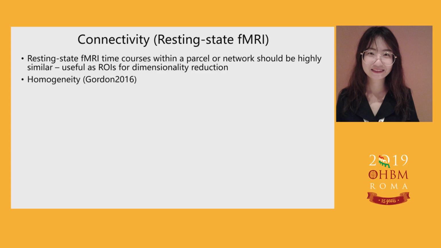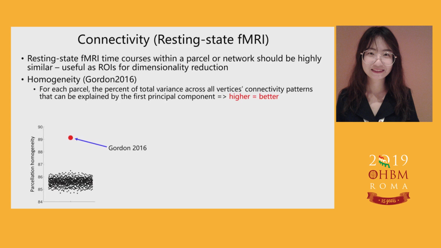So we have this metric called homogeneity. If we perform PCA analysis on the functional connectivity patterns within a parcel, homogeneity is defined as the percent of total variance across all the vertices' connectivity patterns that can be explained by the first principal component. So higher homogeneity means that the functional connectivity patterns of all the vertices within a parcel can be better described by a single connectivity pattern. Therefore, the higher the value, the better the parcellation quality.